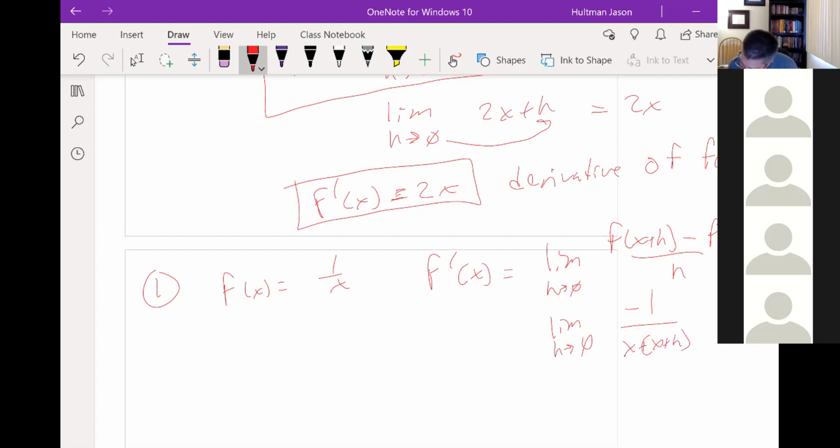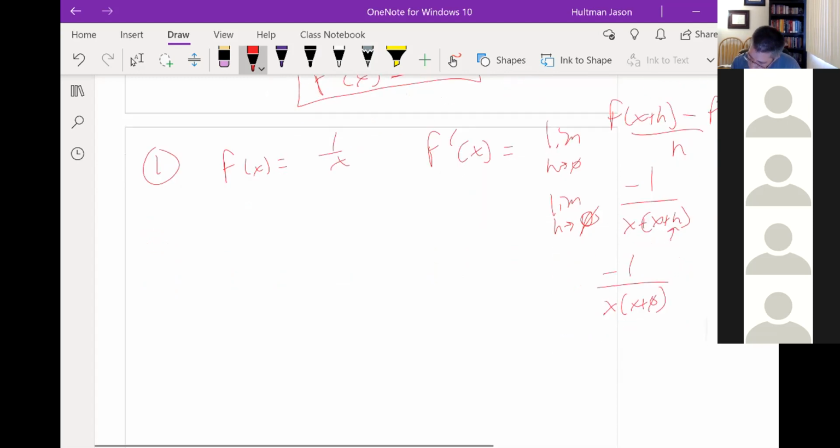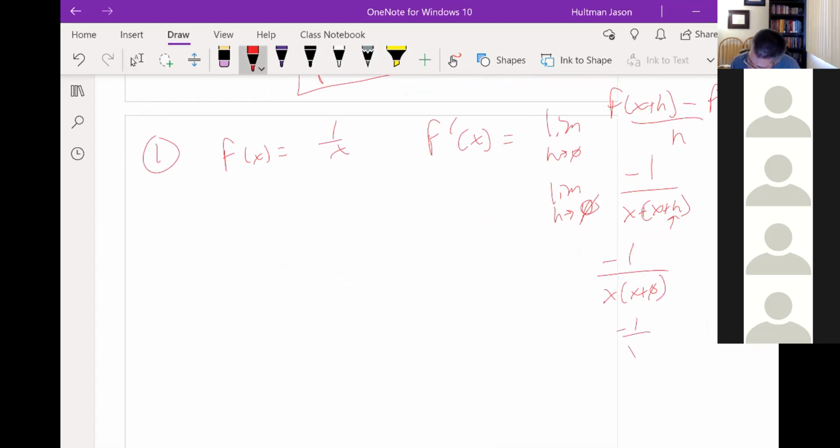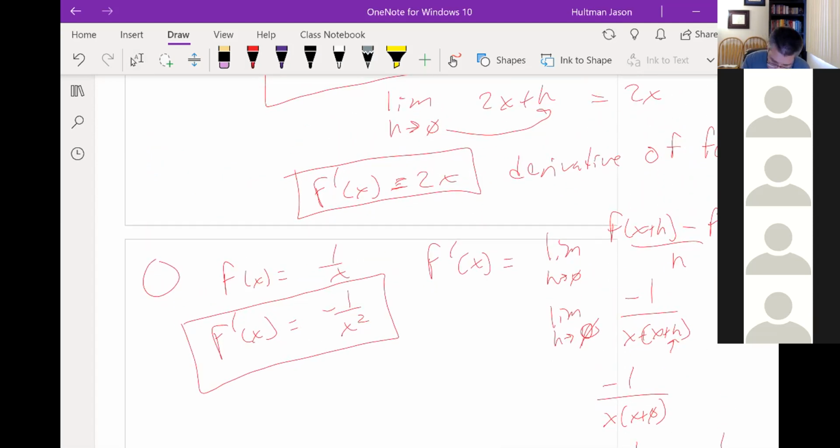Now let's plug in 0 for h. So this becomes negative 1 over x times x plus 0, which is negative 1 over x times x, which is negative 1 over x squared. So f prime of x is equal to negative 1 over x squared. That's the derivative for that one. This is not number 1, by the way, this is number 2.